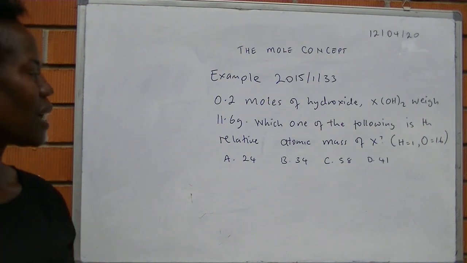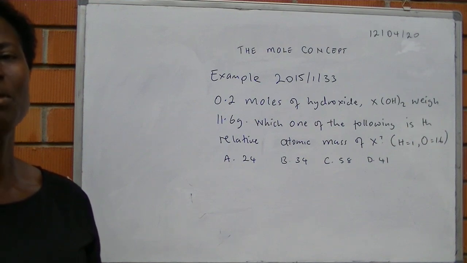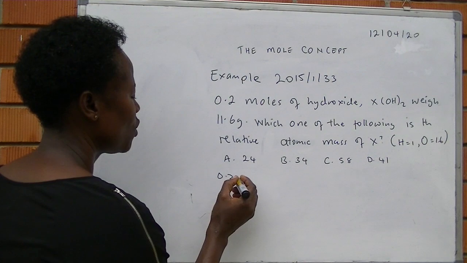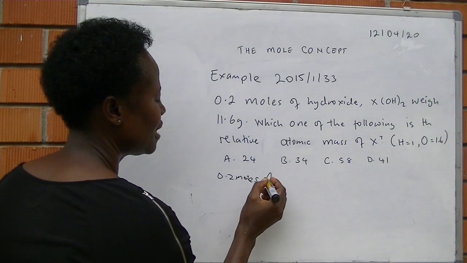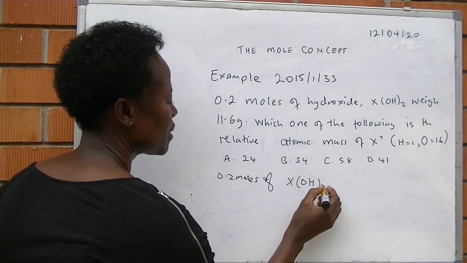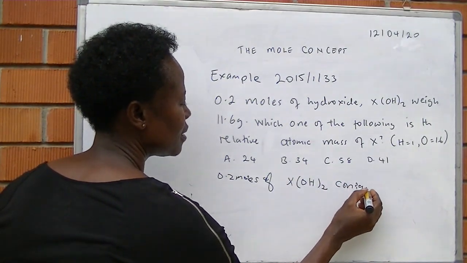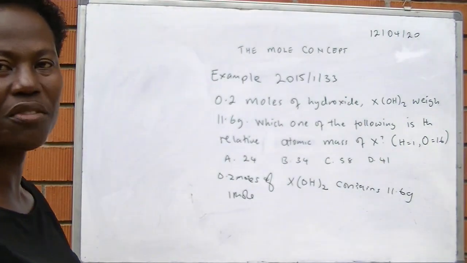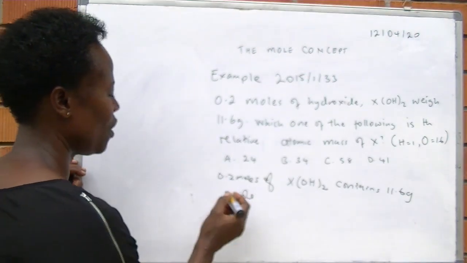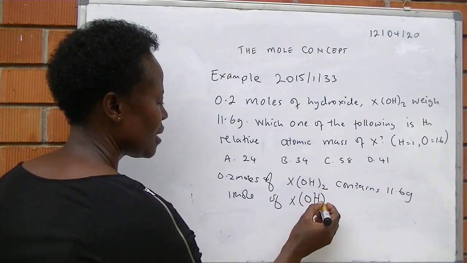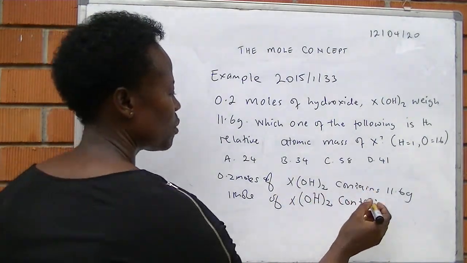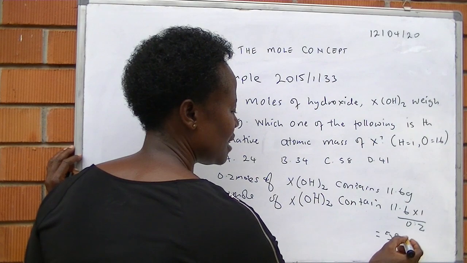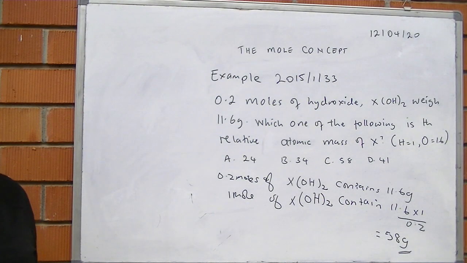So in order to calculate the relative atomic mass of X, we have to first get the molecular mass of the hydroxide, X(OH)2. We are told that 0.2 moles of the hydroxide weighs 11.6 grams. What about one mole? You remember we said a mole of any substance is numerically equal to the molecular mass of that substance. Therefore, one mole of the hydroxide will contain, we cross multiply, 11.6 times 1 over 0.2. And the answer will be 58 grams. So these are the grams, or the relative molecular mass of the hydroxide.